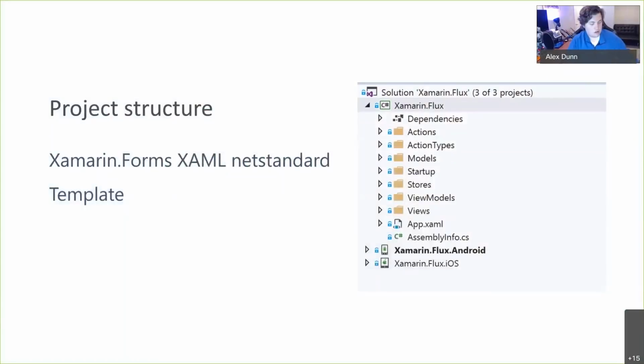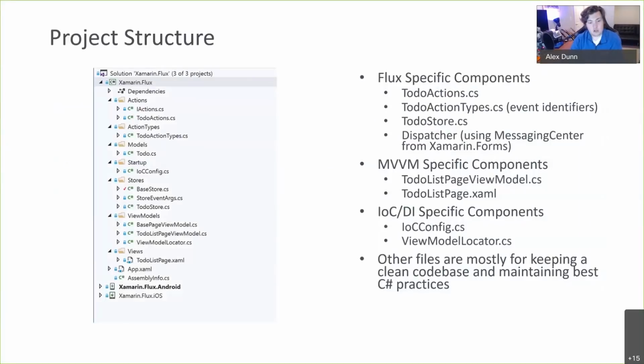But I'll talk you through the project structure before we really dig into the code itself and start to run this thing. So we have a basic XAML .NET Standard Xamarin.Forms template. It's the usual stuff. We have our .NET Standard library, we have an Android project, and we have an iOS project. Everything that we're doing Flux side is all in the shared code, right? So we're still getting the benefits of everything else we do, where we don't really have to worry about Android specific stuff or iOS specific stuff.